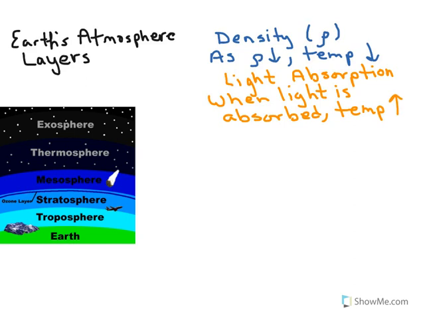So for each layer, it's going to be a matter of which of these two effects is the dominant effect. Density is going to continue to decrease as you go higher and higher, but light absorption may or may not occur. And so if you have light absorption, then you are going to get warmer in that layer. So let's look at each layer and see what's happening.